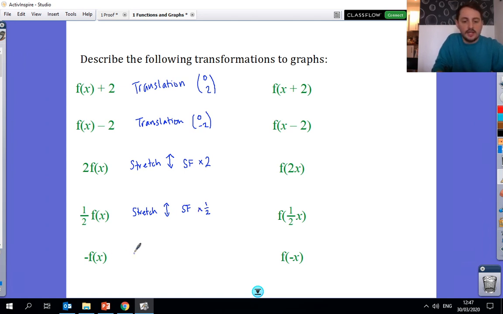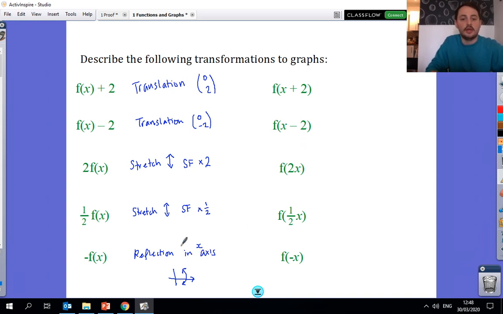Now this one is a reflection, and this one is a reflection in the x-axis. So in other words, everything that was up here is going to go down here, and everything down here is going to go up here. That's because the y coordinates are being multiplied by -1. So if your y coordinate was 3, it's going to become -3, and if it was -2, it's going to become 2. So that's why it's a reflection in the x-axis.